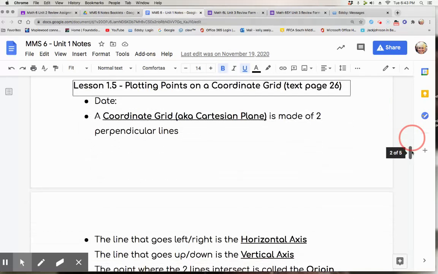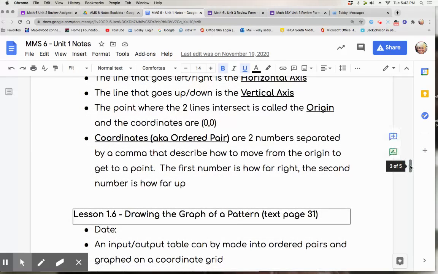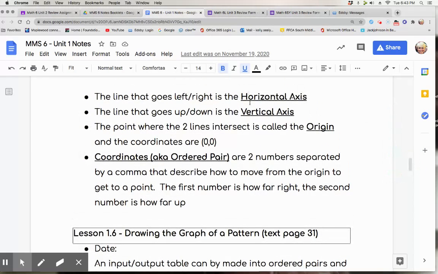The next lesson, lesson 5, was about plotting points on a coordinate grid. A coordinate grid can also be called a Cartesian plane, and it's made of 2 perpendicular lines, or a cross between 2 lines. The line that goes to the left and right is called the horizontal axis, and the line that goes up and down is called the vertical axis. The point where the 2 lines intersect is called the origin, and the coordinates of the origin are 0 and 0.